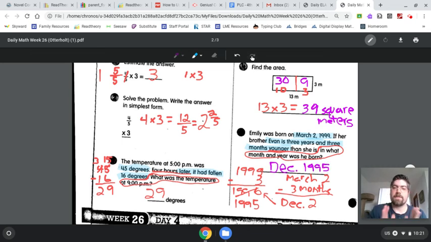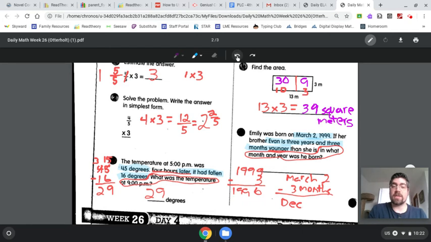But here's the thing. Let's think about if that answer makes sense. Emily is older than Evan. Evan was born 3 years and 3 months later, right? He's younger. So it doesn't make sense for her younger brother to be born in 1995 and Emily to be born in 1999. I made a mistake. So here we go. I'm going to say bye-bye to all that mistaken work, and we're going to rethink this.